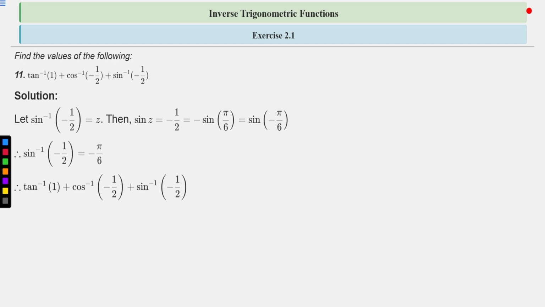Therefore, the value of the whole expression tan inverse 1 plus cos inverse minus 1 by 2 plus sin inverse minus 1 by 2 will be, we have calculated all the values, so we can add. So pi by 4 plus 2 pi by 3 minus pi by 6. Clear? After solving this, you will get LCM as 12, so 3 pi plus 8 pi minus 2 pi, which will be equal to 9 pi by 12, and after solving this, you will get 3 pi by 4. So the correct value of this expression will be 3 pi by 4. Got it? Hope you understood.